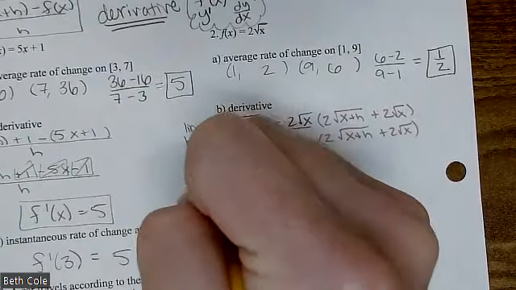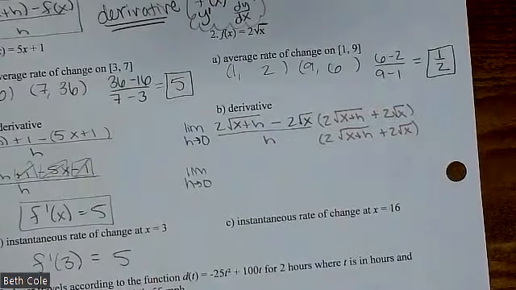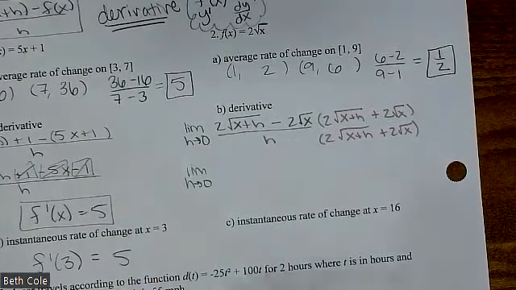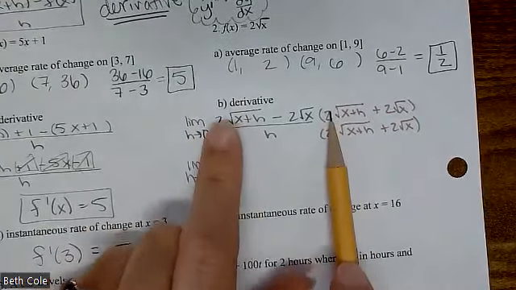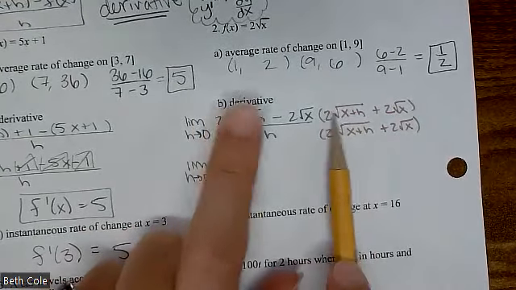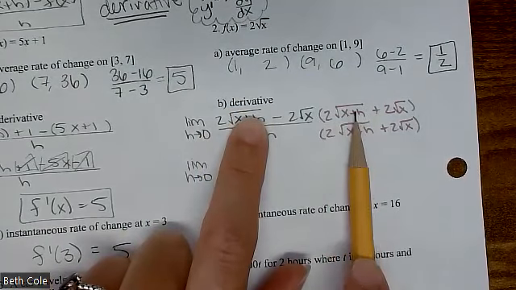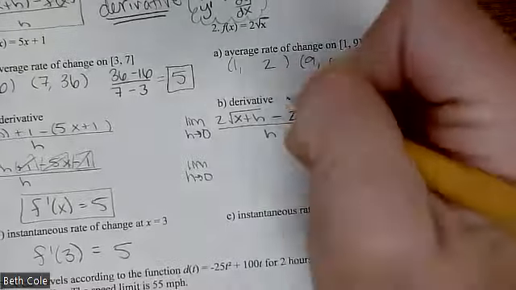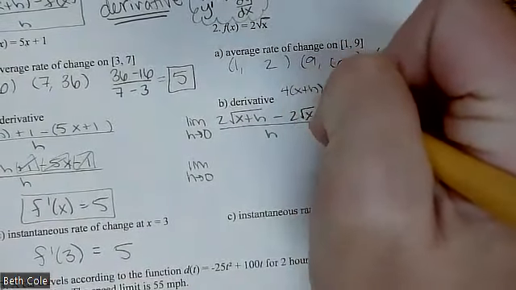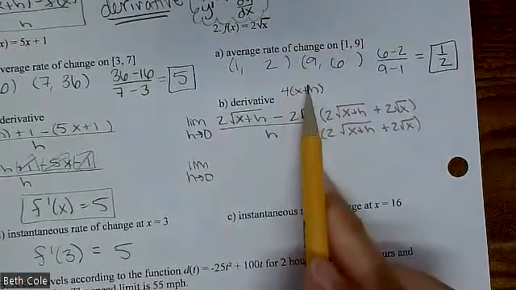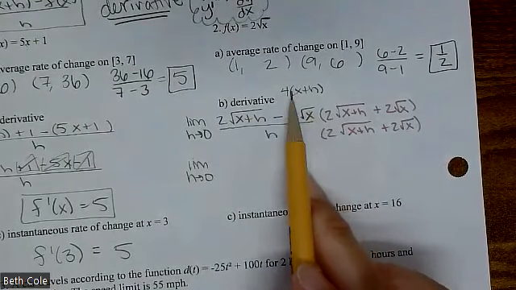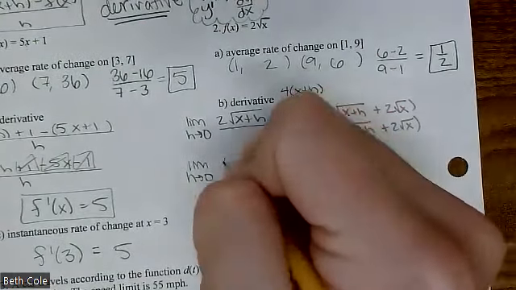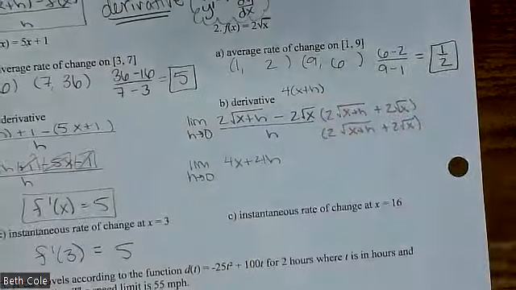So limit as h goes to 0. And let's multiply this all together. 2 times 2, 4. Square root of x plus h times square root of x plus h is just x plus h. So let me talk you through this. It would look like this. With me? And then that would give you, good, 4x plus 4h.